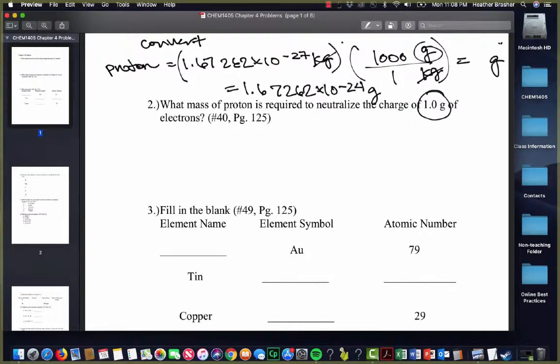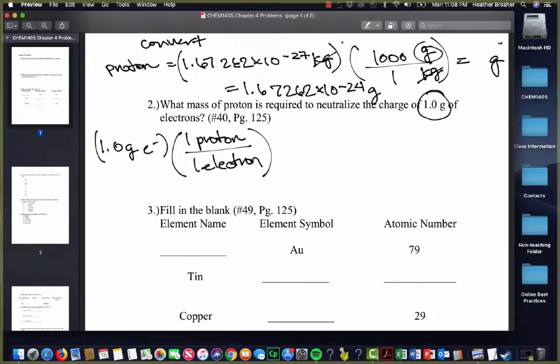So you would do this as well with the electrons. Now, if we're trying to find the mass of proton that's required to neutralize the charge of 1 gram of electrons, well, we want to first start out, okay, we have 1 gram of electrons, right? And so basically when we're figuring this out, we're going to say that for every 1 proton, we're going to have 1 electron.